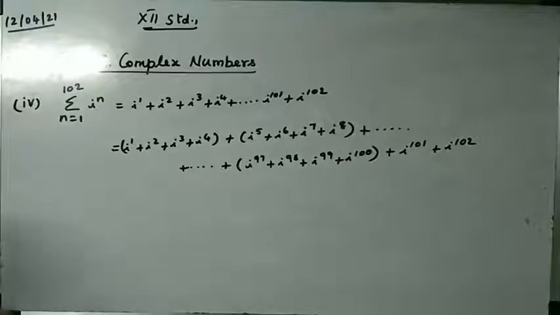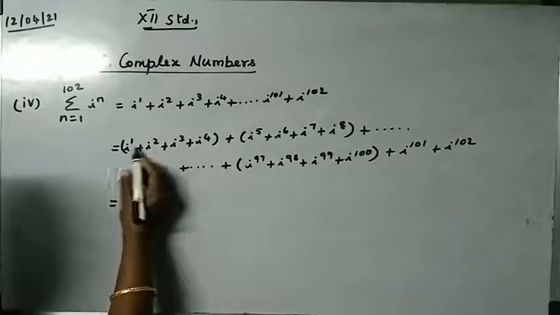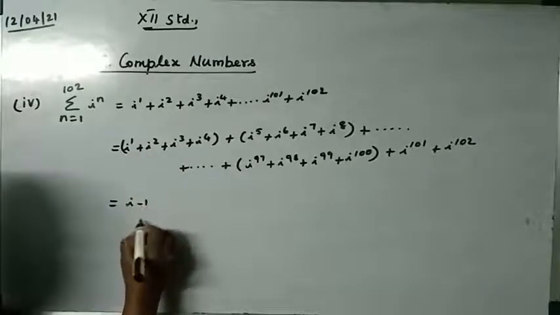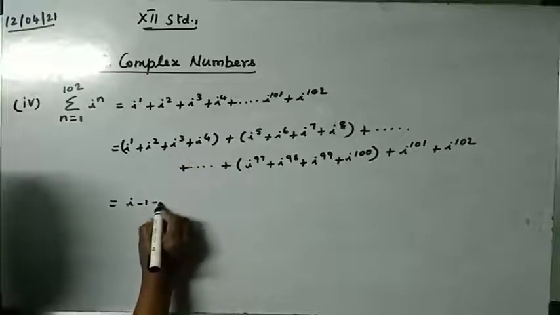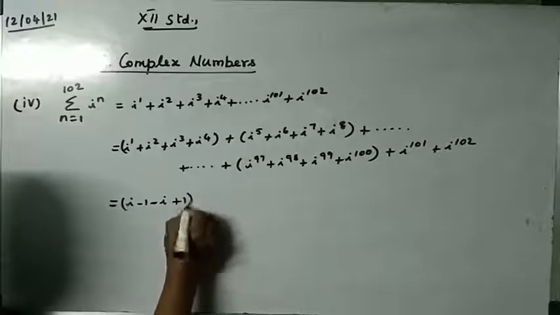Now let us find out the answers. Now if we take the first group, the first set, i power 1 value is i, i square value is minus 1, i cube value is minus i, i power 4 value is 1. This is one set.